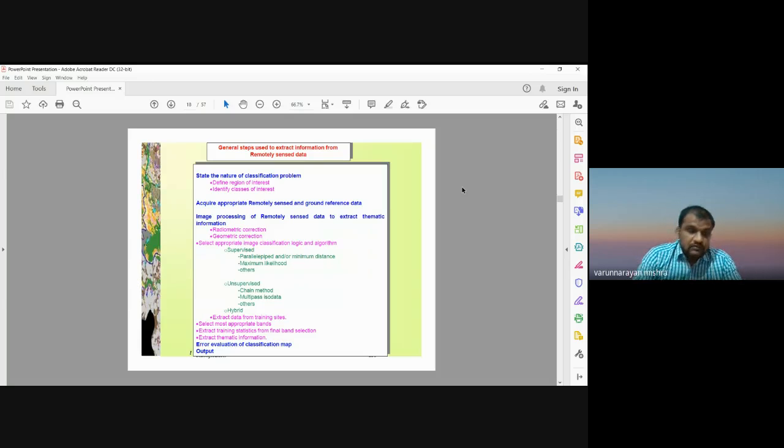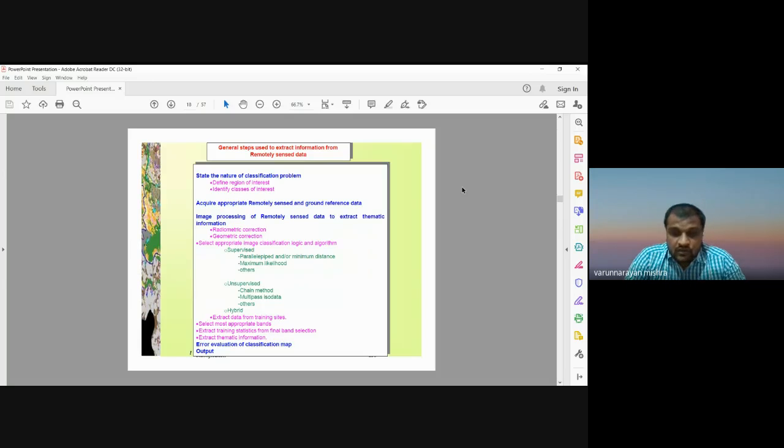Under supervised we may have different options, parallelepiped, maximum likelihood. Then unsupervised also has different options. Then we can select the most appropriate bands and extract the training statistics from the final band selection, and we can go for the extraction of the thematic information. And at last we can validate our result, we can calculate the errors, we can have the accuracy assessment of the classification maps. So these are the general steps involved in the extraction of thematic information.